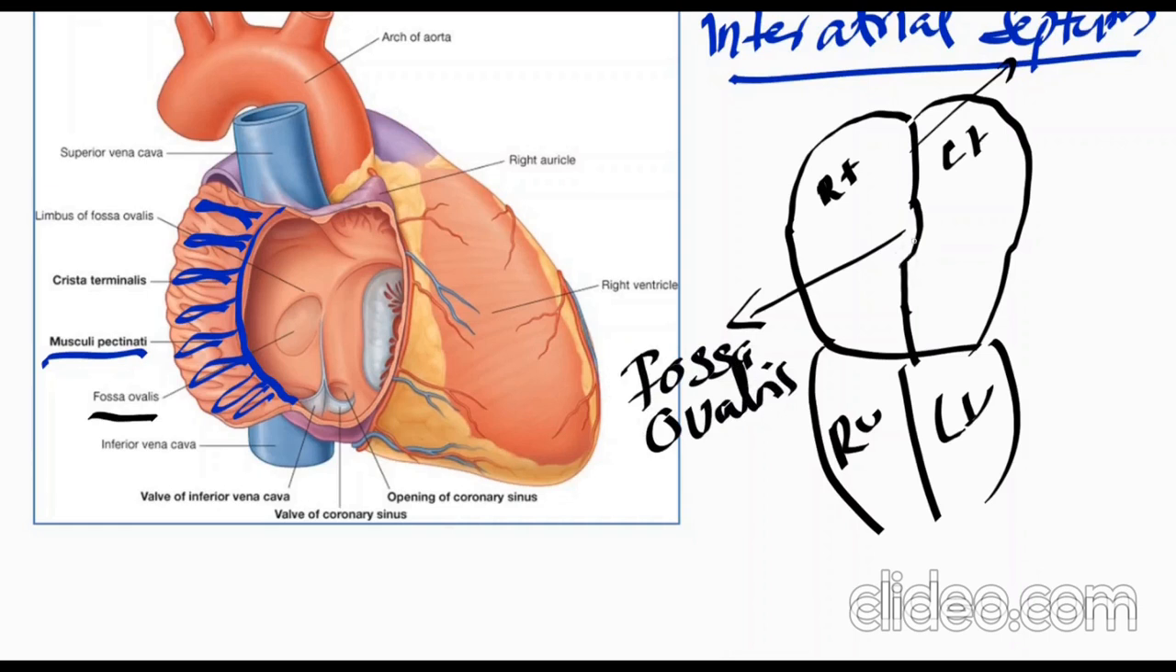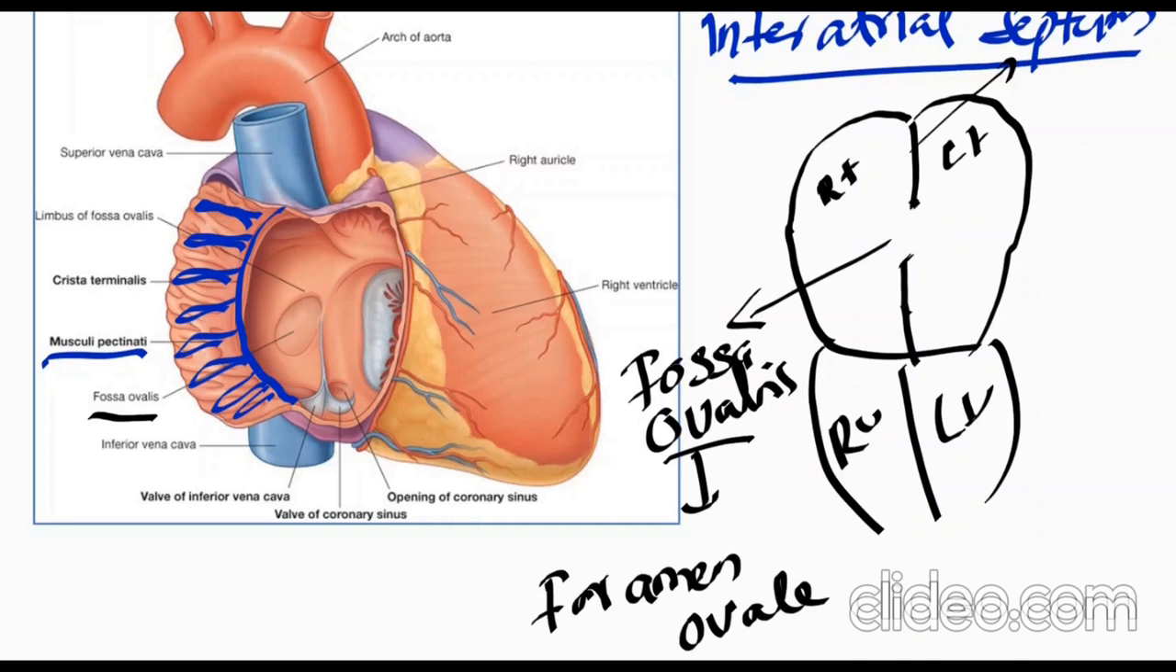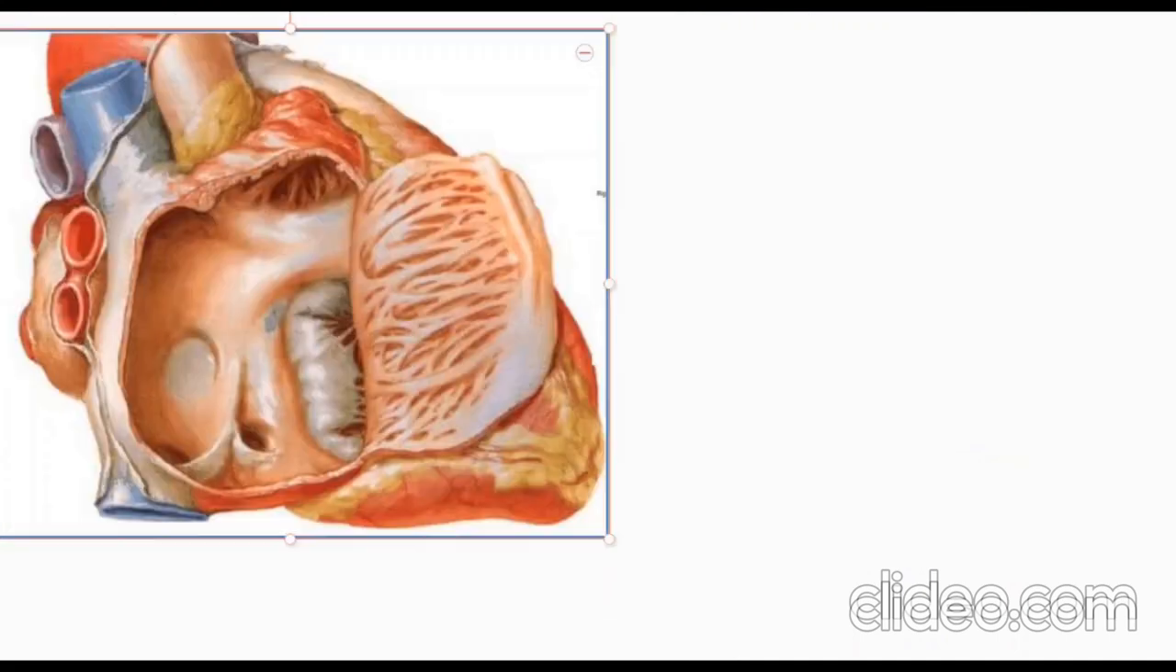What exactly is the fossa ovalis? This particular fossa ovalis represents the embryological foramen ovale. During embryonic life there is a foramen, known as the foramen ovale. What is the function of this foramen ovale? The foramen ovale bypasses the blood from the right atrium to the left atrium in fetal life.